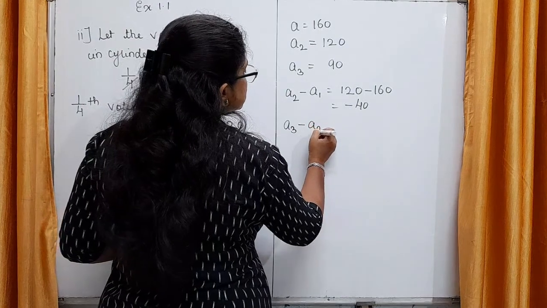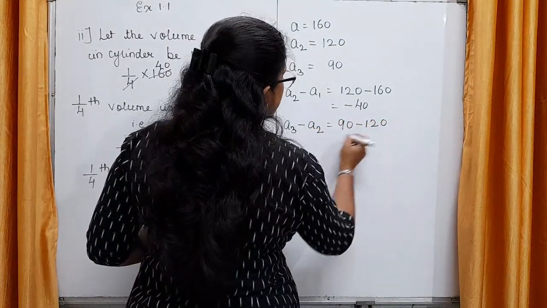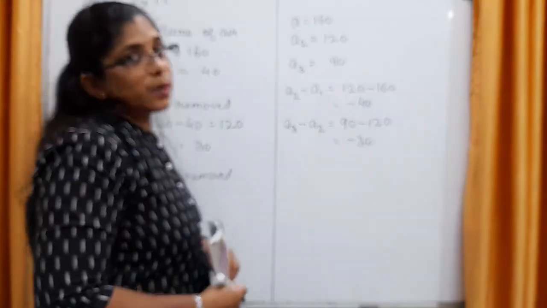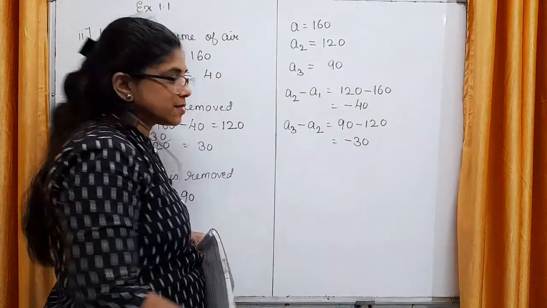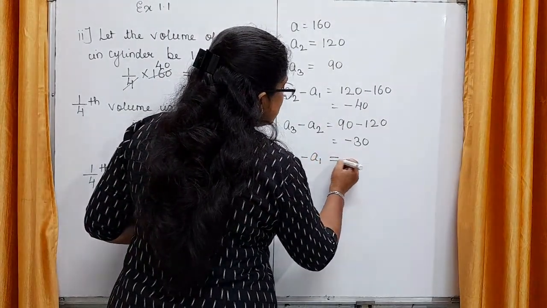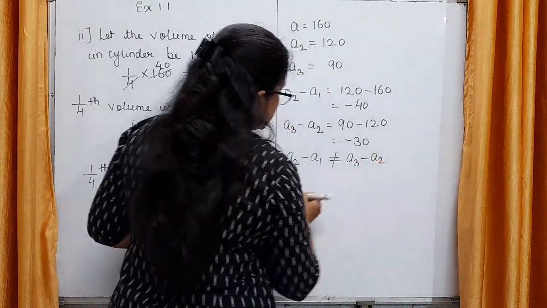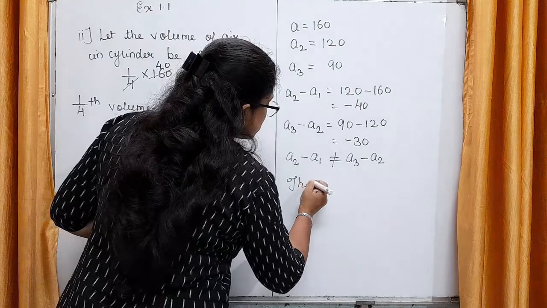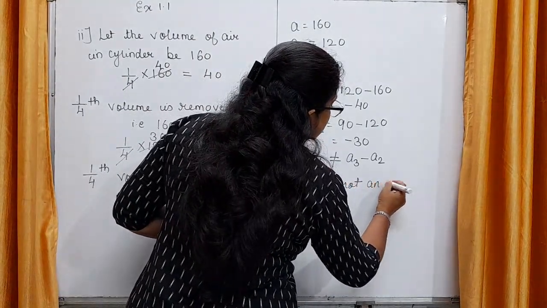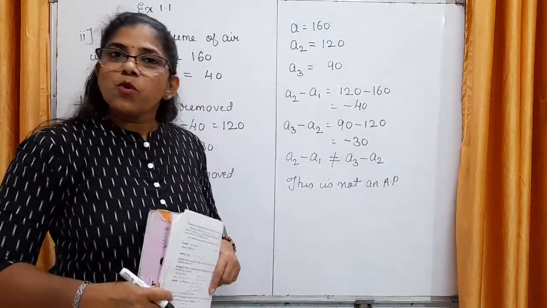A3 minus A2. 90 minus 120. Here it is minus 30. In first case it is minus 40. In second case it is minus 30. So here A2 minus A1 is not equal to A3 minus A2. So this is not an AP. So in such case AP is not formed.